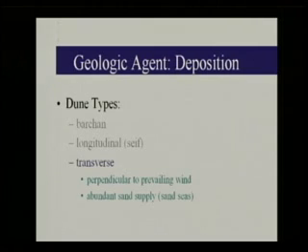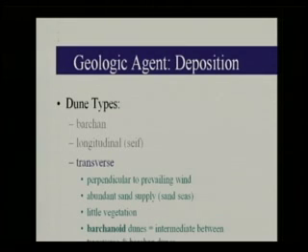Well, a transverse forms where there is abundant sand supply. And because they often take a little bit of an undulation, they can look like waves. So we see sand seas of transverse dunes. They form in areas where there is little vegetation.